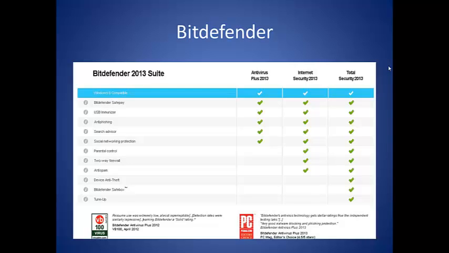You've got three options for Bitdefender: the antivirus option, the internet option, or the total security option. And you can see here what you get with each. If you purchase any one of these, you get a 30-day free trial, and then you have the option of either purchasing it or canceling it. Bitdefender also comes with a dashboard.